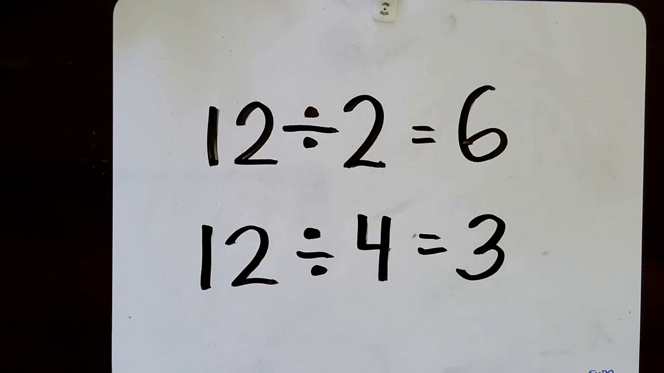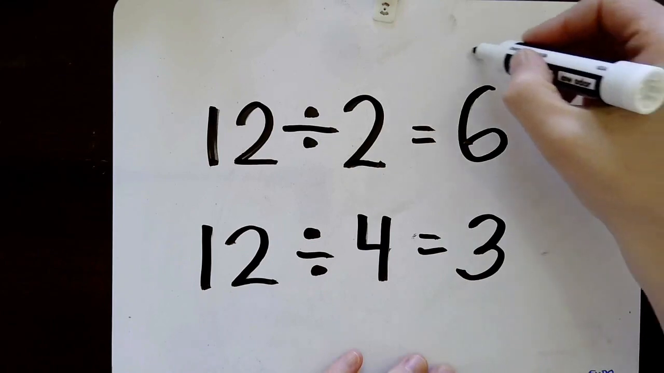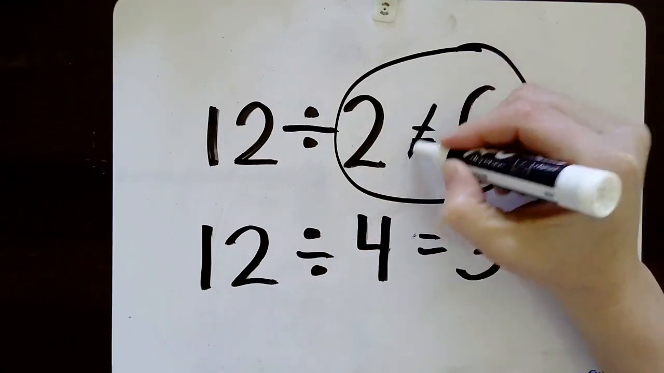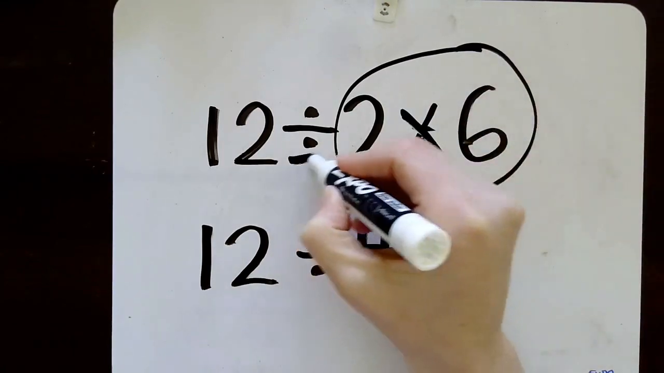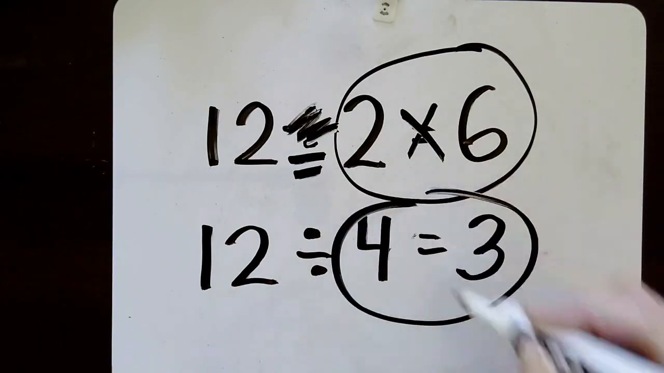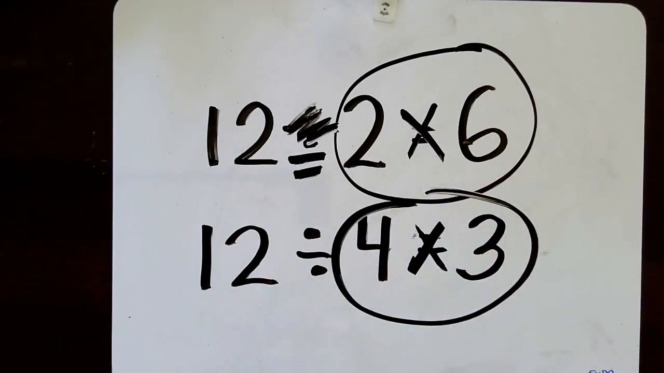Now I want to show you something cool. Because division is the inverse operation of multiplication, you can use multiplication to check your answers. When I look at this equation, I also see 2 times 6, which would give me my answer of 12. Again, 4 times 3 gives me an answer of 12. That's a really quick way to check your answers when you're working through the division problems.